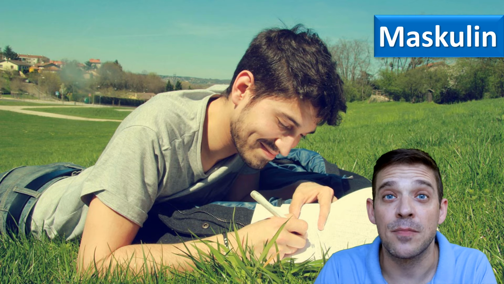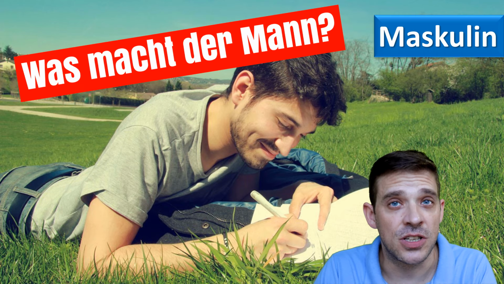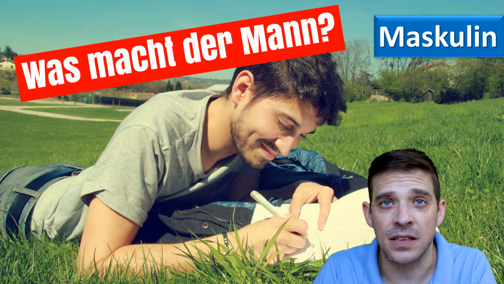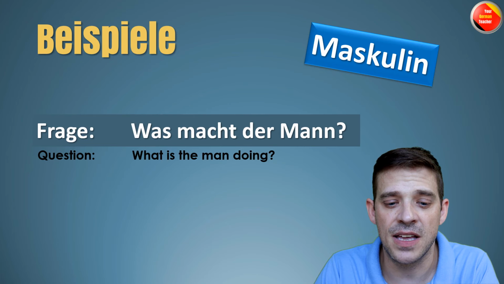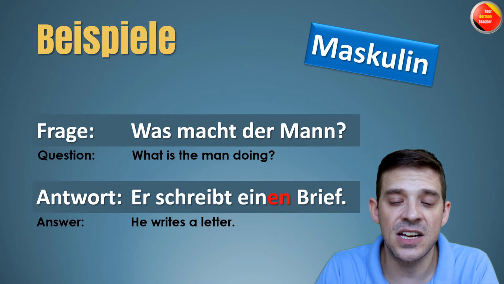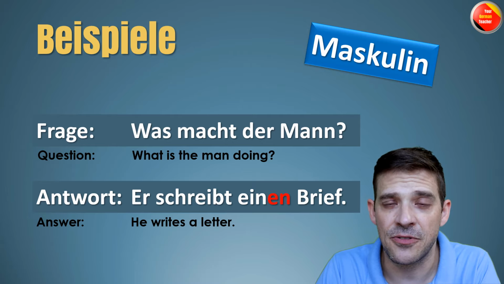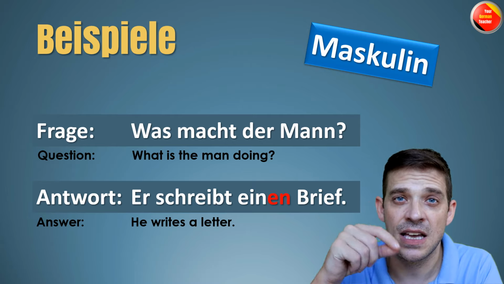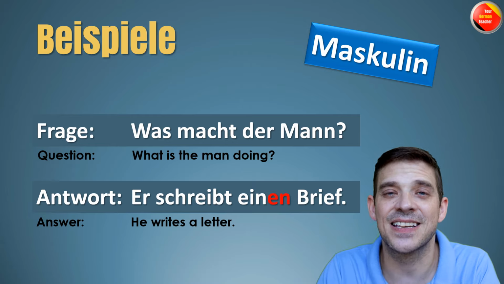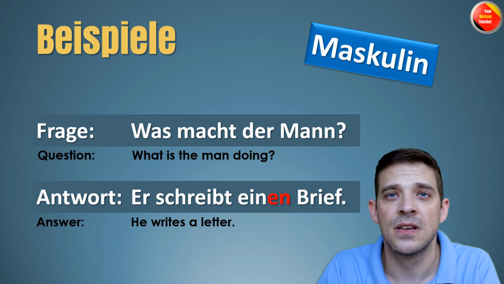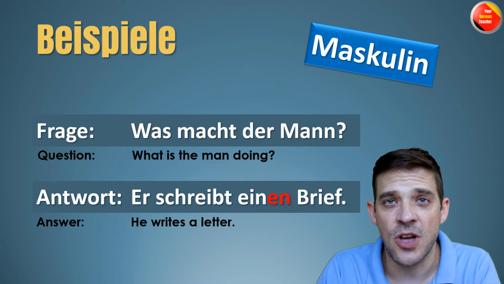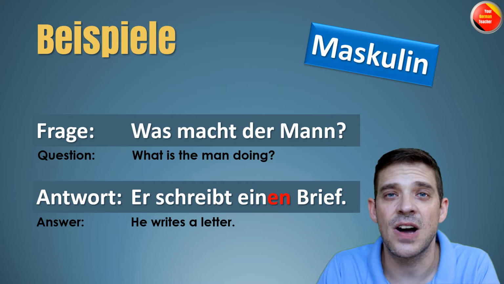Another example, again maskulin. Same question, was macht der Mann? What is the man doing? Antwort, er schreibt einen Brief. He writes a letter. Brief, again, is maskulin and is the object, so you have to change the article into einen. Er schreibt einen Brief.